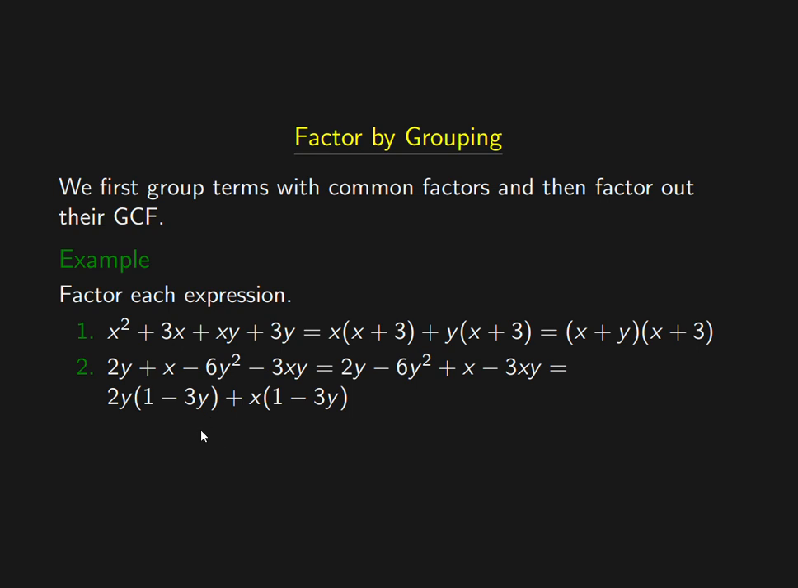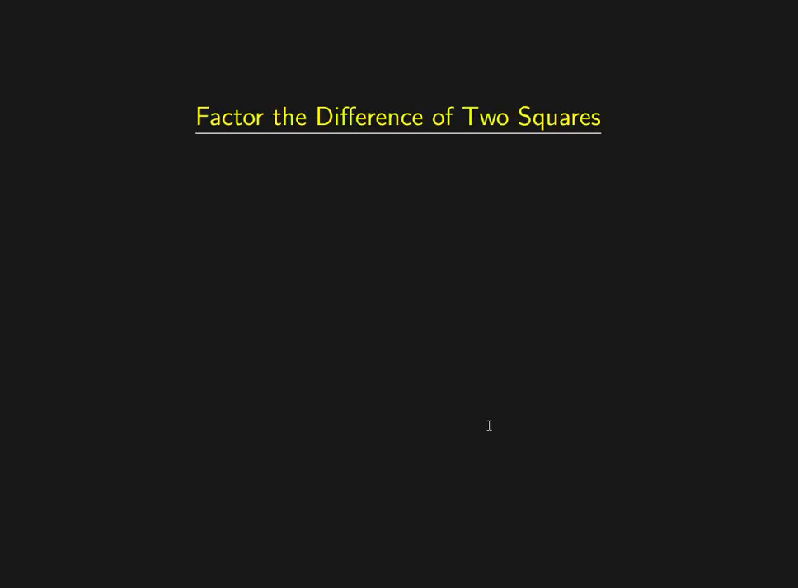As we can see, once we apply the grouping method the first time, we have an expression which allows us to apply the grouping method again. So that's one sign that this strategy can factor this polynomial. So this factors to 2y plus x times 1 minus 3y.